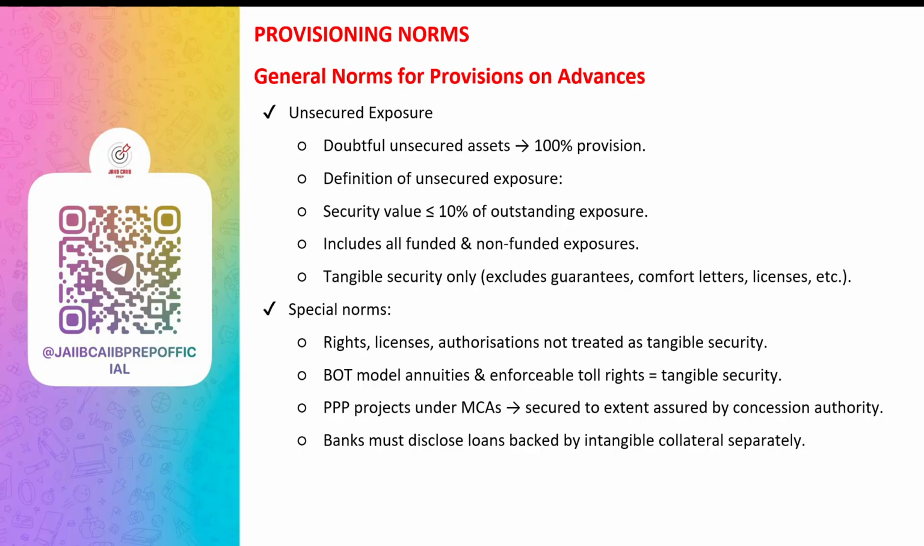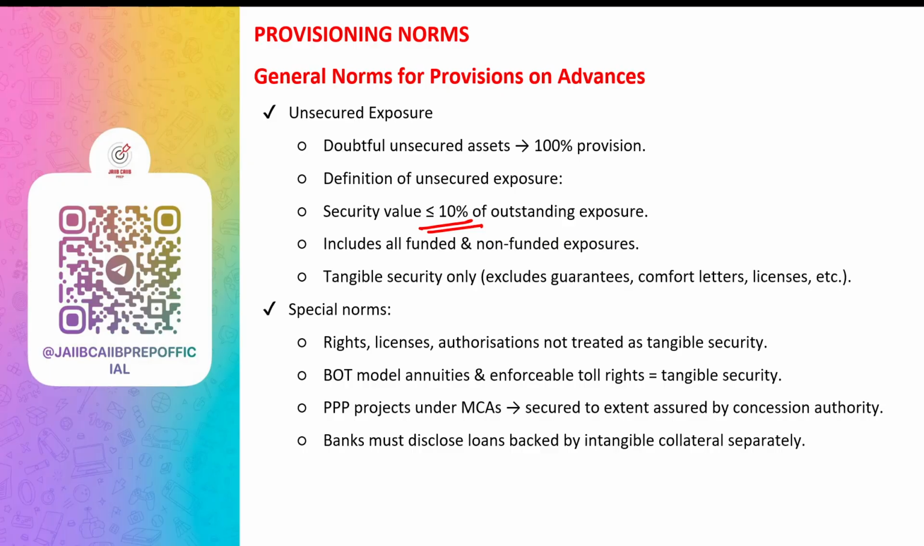Now, let's understand unsecured exposure. These are the cases where the bank has little or no tangible security to fall back upon. For unsecured doubtful assets, you make 100% provision. An exposure is treated as unsecured if the realizable value of security is less than 10% of the outstanding amount.